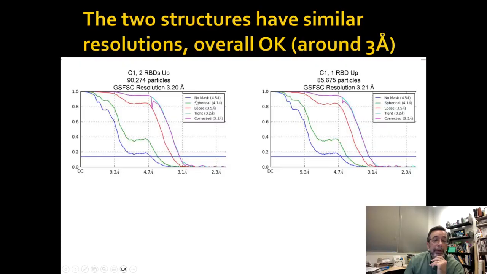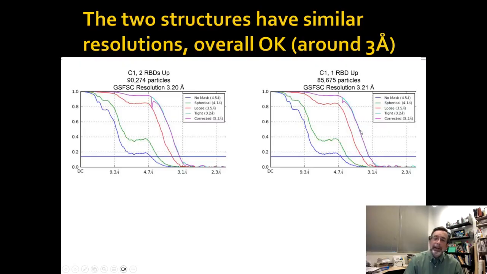And so you see that for this blue and green technique, this is a particular conformation where two of the receptor binding domains are pointing up, and the overall resolution is 3.2. This is one conformation with only one of the RBDs pointing up, and this resolution is 3.21. You can see that they're pretty much similar. They did some mathematical processes to get the resolution better, to refine the model, and they ended up correcting their model until they got 3.2 angstroms.